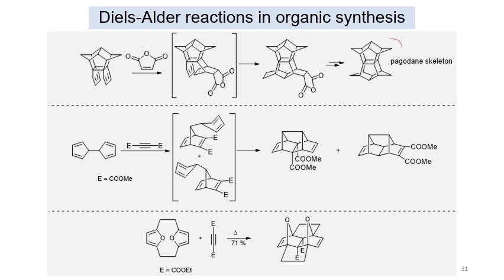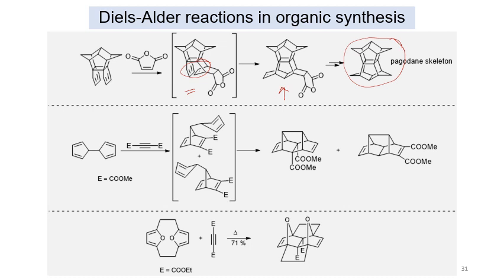This is the skeleton of the compound pagodine. This can be synthesized by a double Diels Alder reaction. You see here the first Diels Alder reaction gives this particular cycloadduct. This now undergoes another Diels Alder reaction at this position to give you this second cycloadduct. This second cycloadduct can be transformed into pagodine by simple transformations.